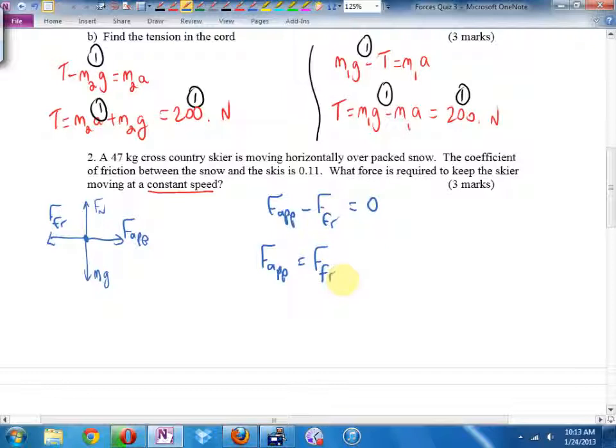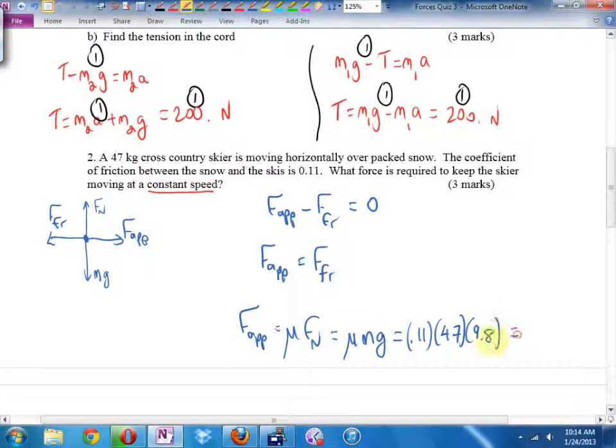They're tied. So the applied is going to be friction, which is mu times the normal force. I don't know the normal force. Oh, but look. I know another force the same size as the normal force, mg. It's going to be 0.11 times 47 times 9.8.